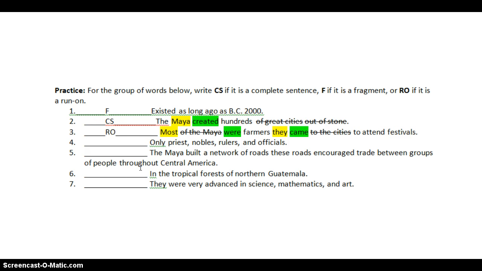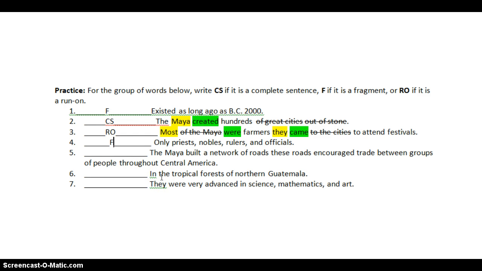All right, number 4, only priests, nobles, rulers, and officials. Well, only priests, nobles, rulers, and officials what? And I feel like maybe we should have an S there. So these could possibly become subjects if they actually were doing something, but they're not right now, and so that's a fragment. Number 5, the Maya built a network of roads. These roads encouraged trade between groups of people throughout Central America.